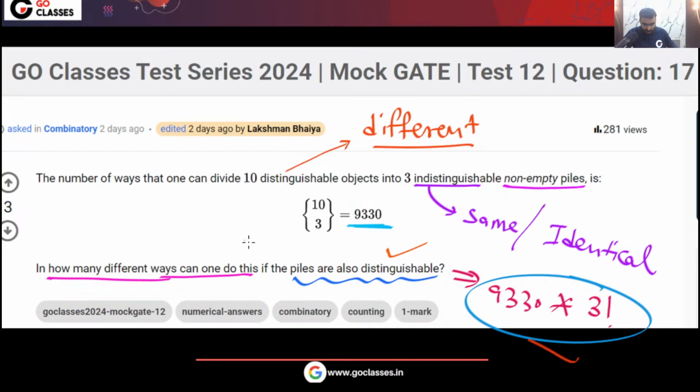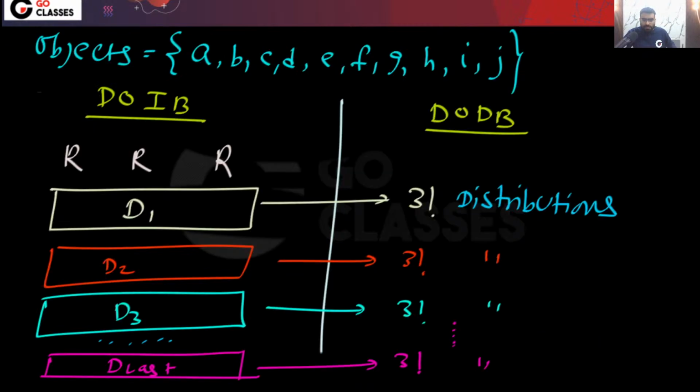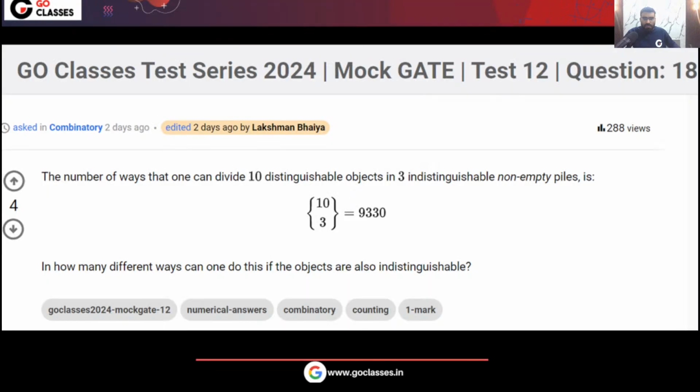Okay, so let's move on now. Now let's solve this question. This is another simple question but very good question. The number of ways we can divide 10 distinguishable objects, 10 different objects, into 3 indistinguishable non-empty piles, that is 9330, that is given to you. In how many ways can you do this?